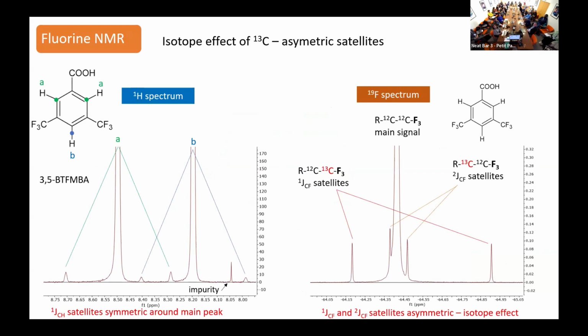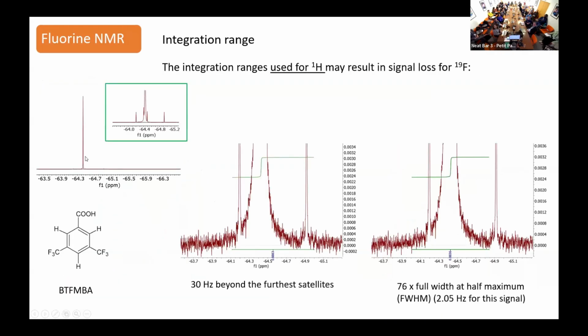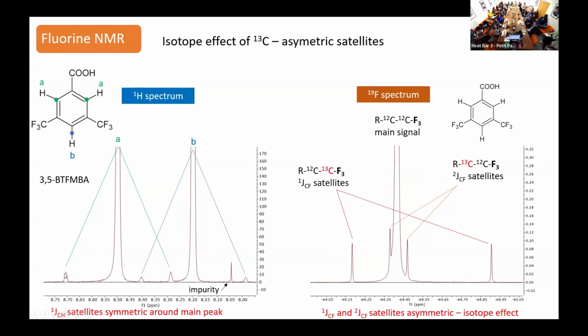And now let's talk a little bit about the integration of the fluorine signals. We have here on the left the hydrogen spectrum of this BTFMBA. As Annie just showed us, it has some peaks around 8 ppm, the aromatic protons. If we look at the carbon-13 satellites, for example, this one and these, they are the satellites of this main peak, and they are very symmetric around the main peak.